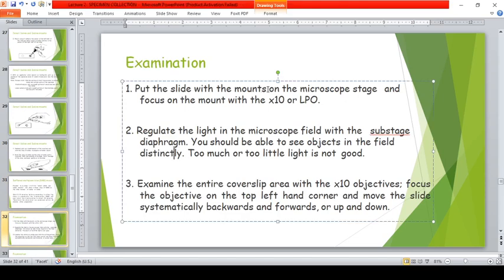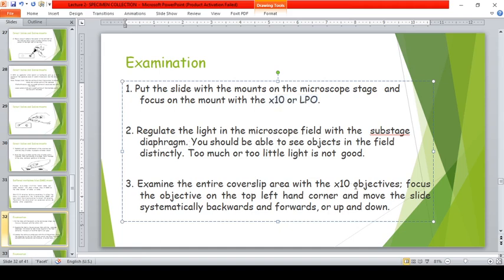Examination. Put the slide with the mounts on the microscope stage. You use first the LPO before shifting to HPO. Regulate the light in the microscope field with the substage diaphragm. You should be able to see objects in the field distinctly. Too much or too little light is not good.